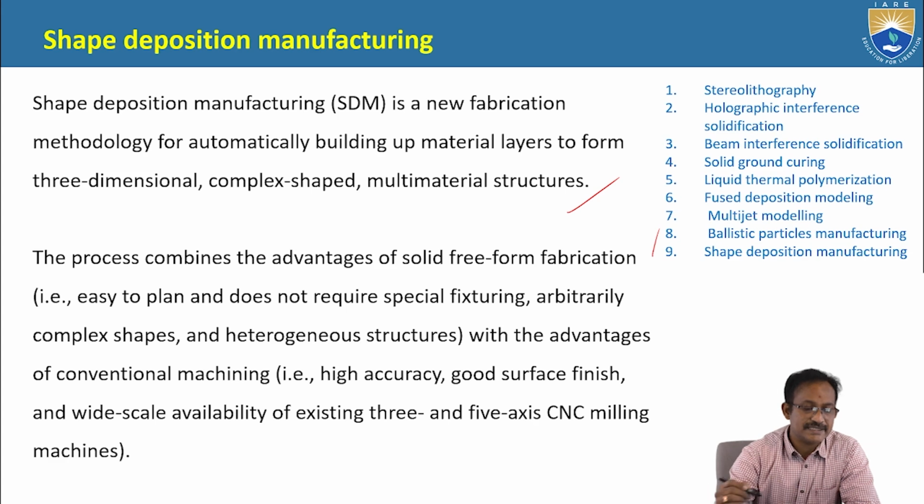So that is easy to plan and does not require special fixturing, arbitrary complex shapes and heterogeneous structures, with the advantages of conventional machining, that is high accuracy, good surface finish, and wide scale availability of existing 3 and 5 axis CNC milling machines.